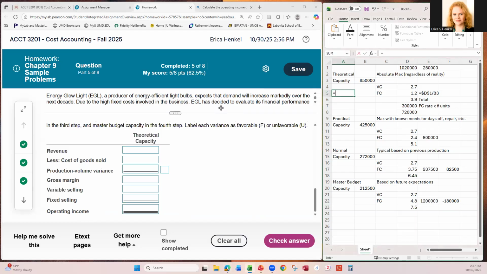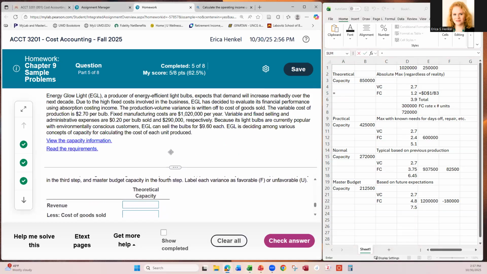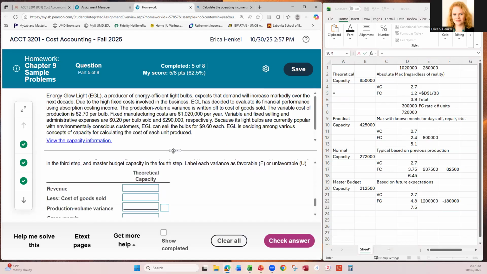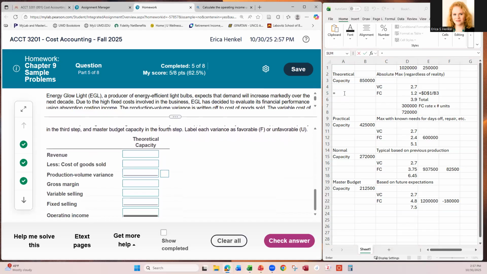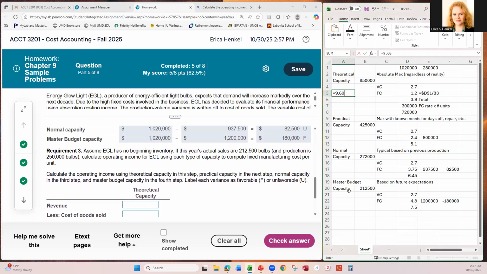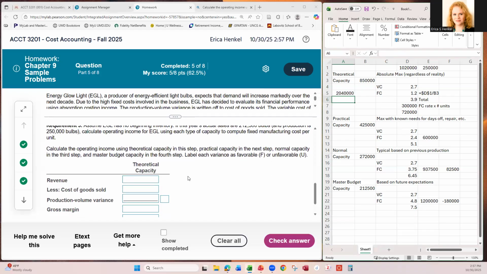So if we are selling these at $9.60 per bulb, then we are going to be, and they said we are selling 212,500. That gets us 2,040,000. So, and that's going to be the same amount for all of these, right?